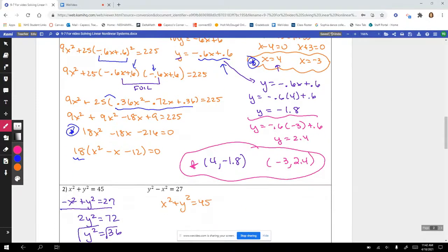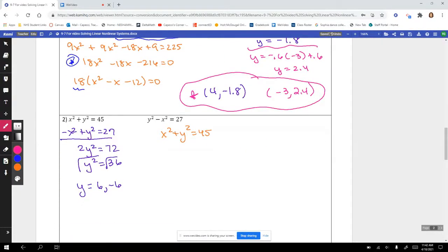All right, let's look at the next equations that we have. In number 2, my first equation is a circle. And in my second equation, we have a subtraction there, so I know that's a hyperbola. So I have to figure out where they intersect and how many times they're going to intersect.